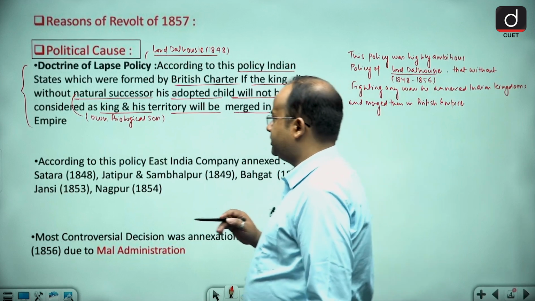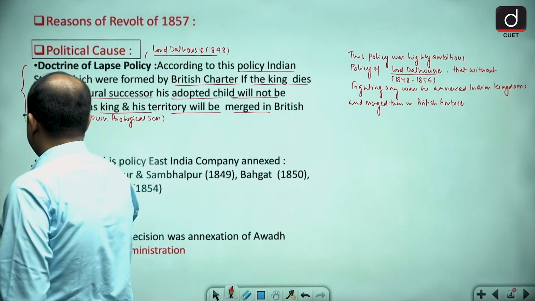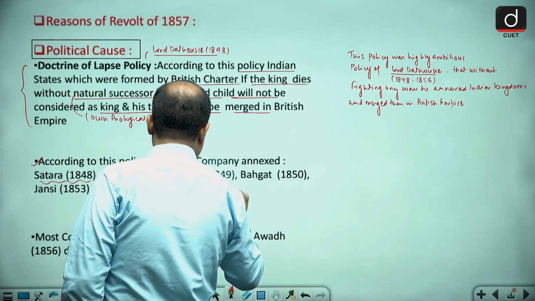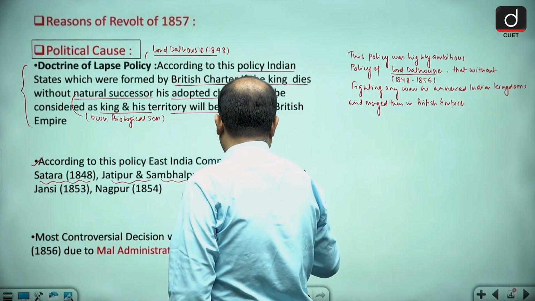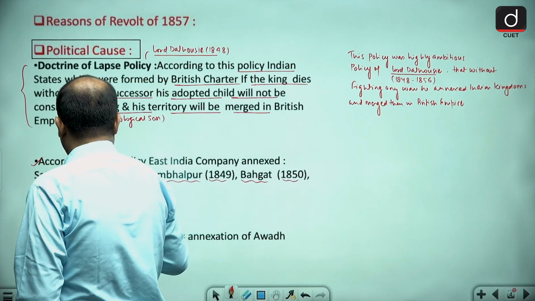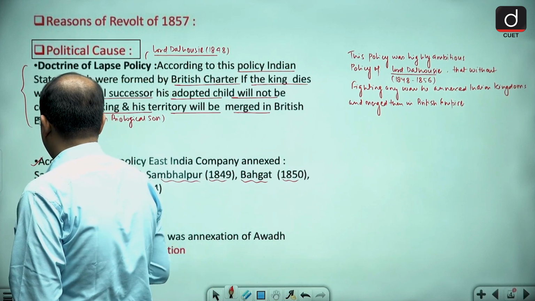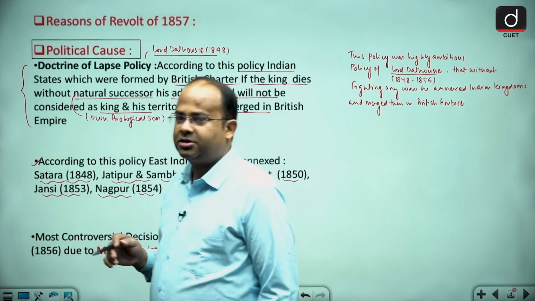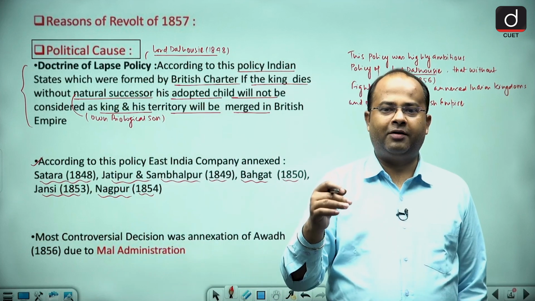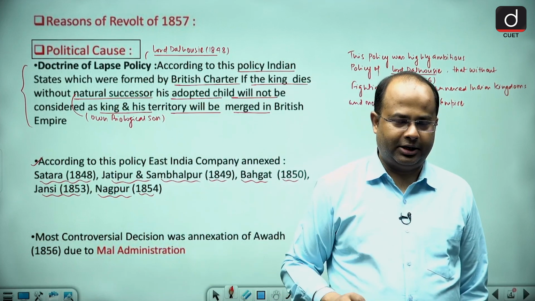Now, through this policy, guys, East India Company annexed states like Satara in 1848, Jaitpur and Sambalpur in 1849, Baghat in 1850, Jhansi in 1853, and Nagpur in 1854. So these states were annexed by the British East India Company without fighting any war. They just made a rule and started annexing the kingdoms.